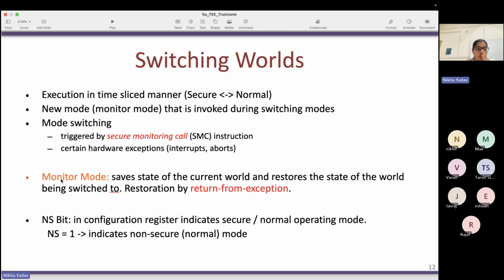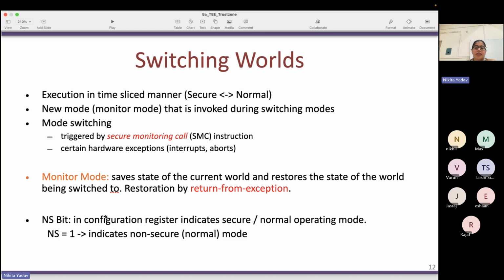Okay, so you can reach the monitor mode only by exceptions. One is that you can do it by executing this SMC instruction, which also causes an exception. Or maybe when you were executing in the normal world, some exception happened, and that exception will pass the control to the monitor. So then the monitor will start executing.